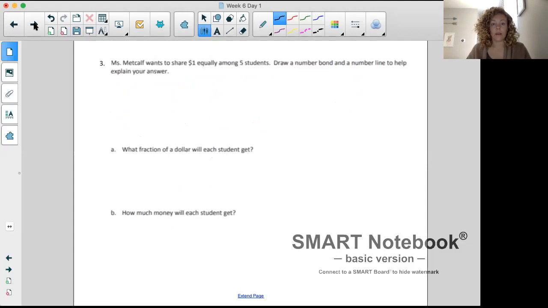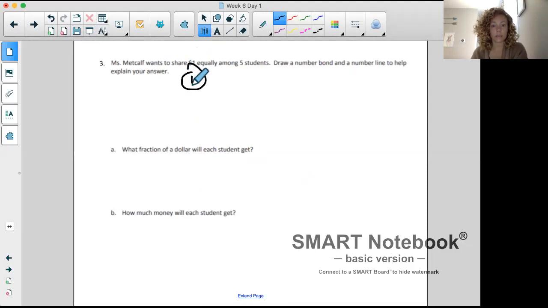Okay. This is our last problem. We've got a word problem with a part A and a part B. So let's take a look. Miss Metcalf wants to share $1 equally among 5 students, okay? Draw a number bond and a number line to help you explain your answer. So before I even look down here, I'm gonna go ahead and start with that number bond.